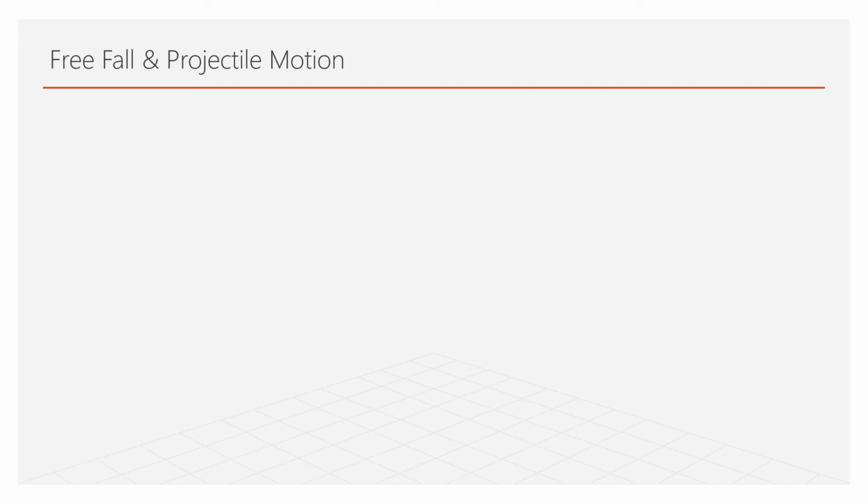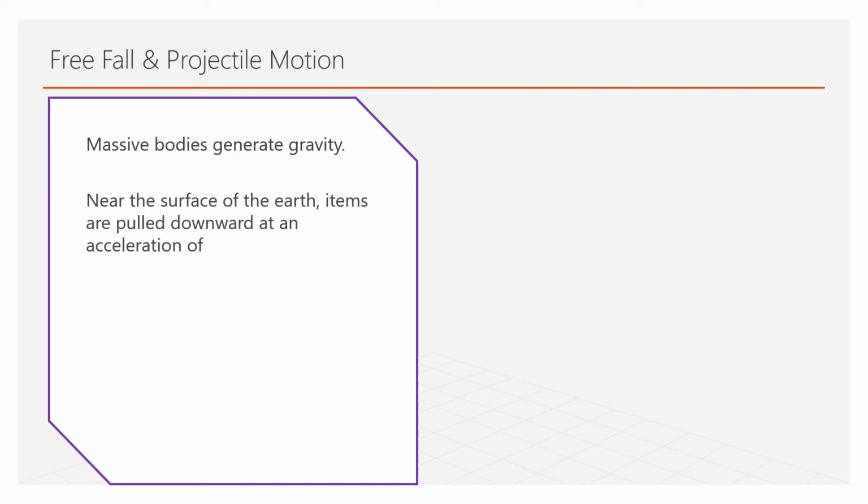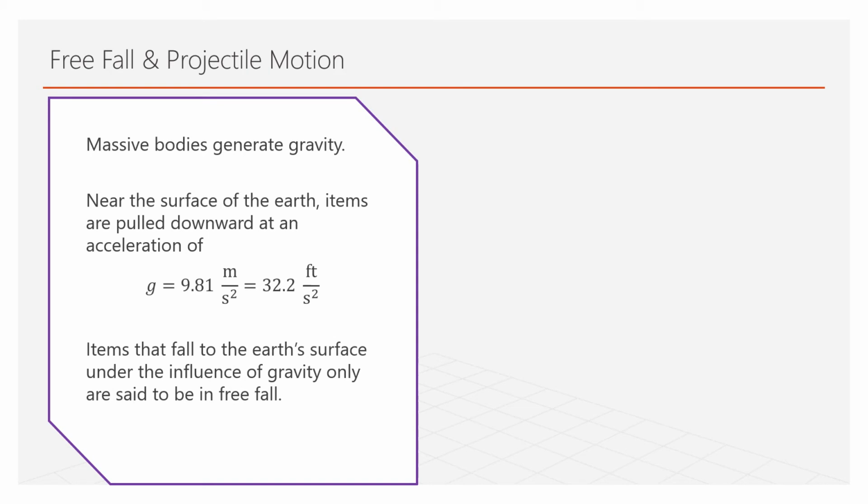Now that we have the kinematic equations, we can discuss free fall and projectile motion. Massive bodies generate gravity, which has the effect of pulling items together. One massive body is the Earth. Near the surface of the Earth, items are pulled downward at an acceleration of 9.81 meters per second squared, or 32.2 feet per second squared. This quantity, which you should memorize, is given the symbol g, and is called the acceleration due to gravity. Items that fall to the Earth's surface under the influence of gravity only are said to be in free fall.